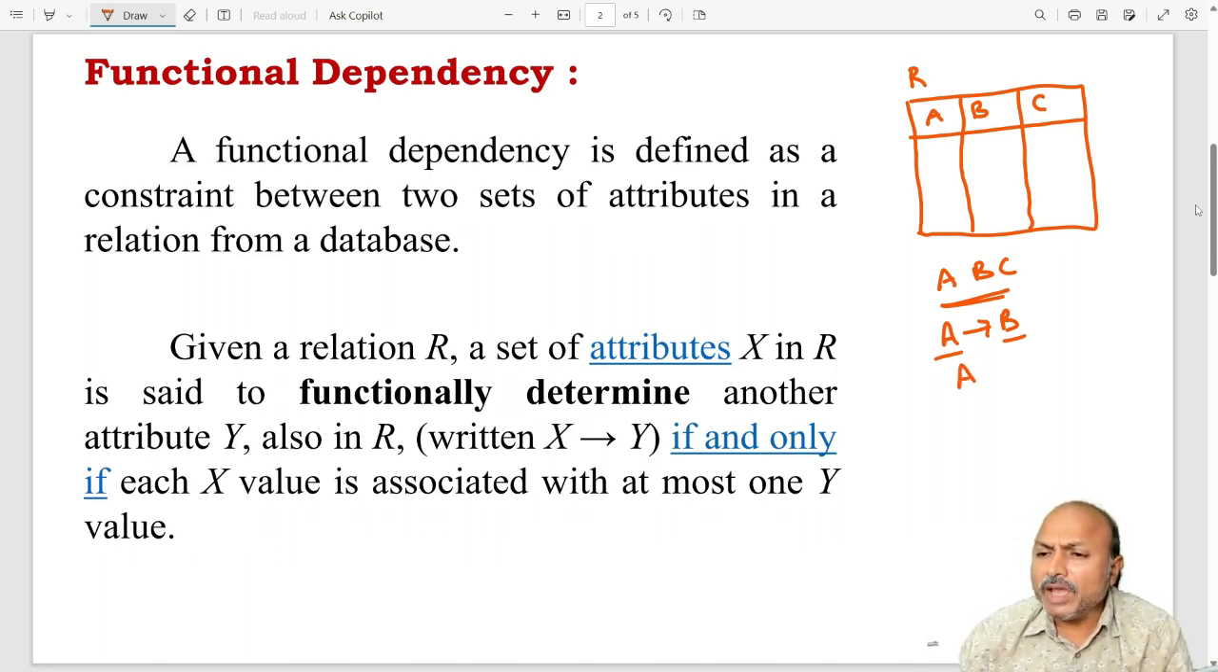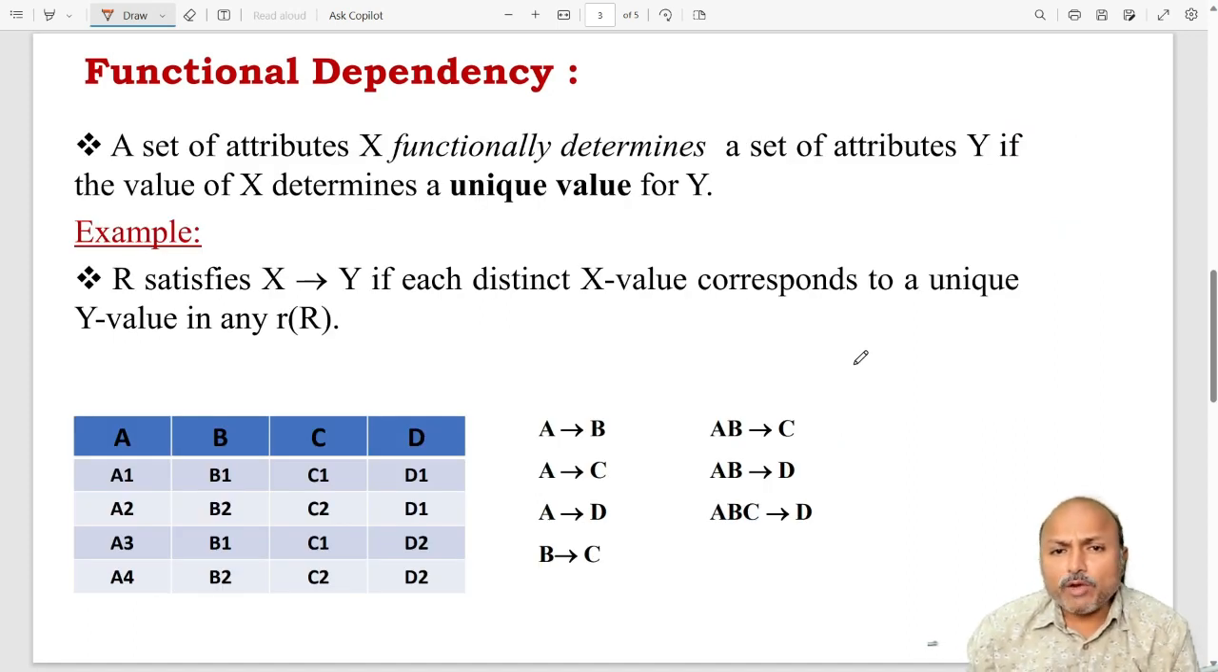Like that we need to check A arrow C, and B arrow C. The dependency among the attributes in a relation we are going to analyze by using the functional dependency. Already you understood that A arrow B or X arrow Y will tell us the functional dependency between these two attributes. In our example, four attributes are there, A, B, C, D. Let us consider this is a relation R.